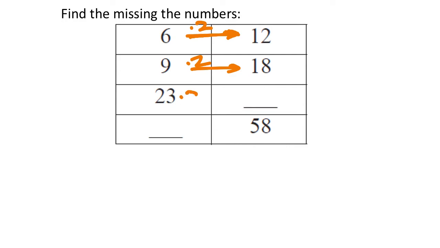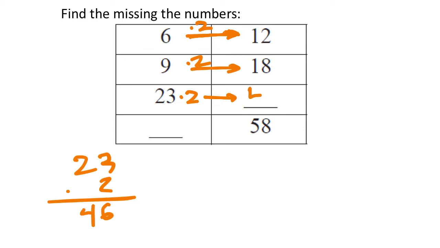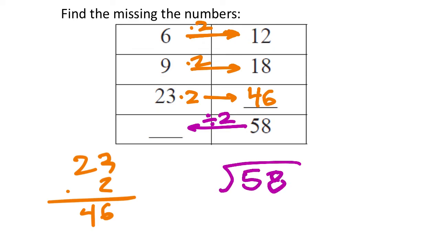So if I just took 23 and multiplied it by 2, I should get this blank. And yeah, 23 times 2, let's show the multiplication here. 3 times 2 is 6, nothing to carry, but 2 times 2 is 4, so that's 46. Now the problem with this last box is that it's backwards, right? I'm going from 58 backwards. So where we were multiplying by 2, on this one I'm going to divide by 2. So 58 now divided by 2.